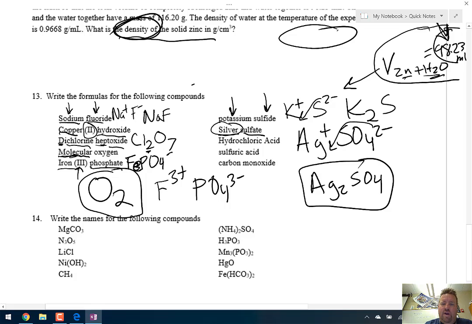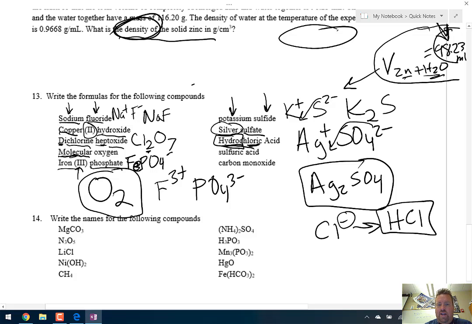Okay, the next one, hydrochloric acid. When you see an acid and it starts with hydro, you know that it's a binary acid. There's no oxygen in it, which means it just comes from chlorine. Chlorine has a -1 charge, so when it forms an acid, you need one hydrogen to cancel that -1 charge. So hydrochloric acid is HCl. Again, no oxygen because it starts with hydro. That's your giveaway there.